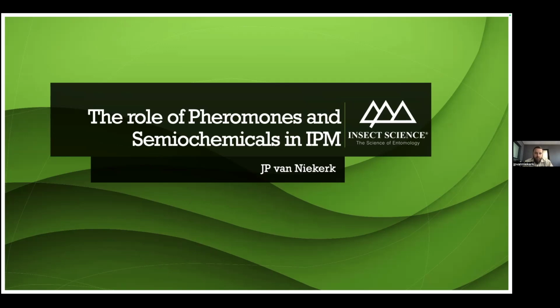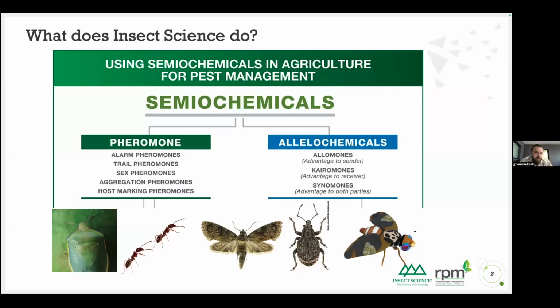For a start, I'll introduce Insect Science and what we do. So Insect Science is an entomological company. We use semiochemicals to monitor and control insects. Semiochemicals are broken down into two parts. One is pheromones, which is how insects communicate with each other. One that everybody's familiar with is sex pheromones. This is when the female moth will release a pheromone to attract the male moth in order to start mating.